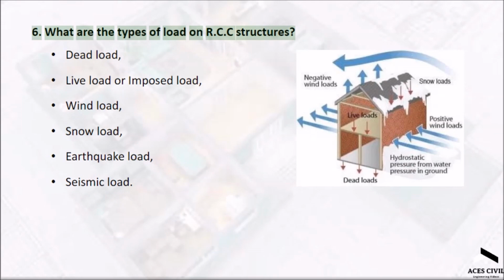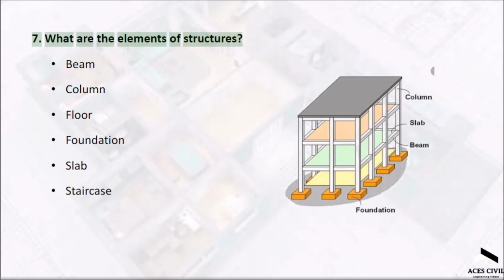6. What are the types of load on R.C. structures? Dead load, live load or imposed load, wind load, snow load, earthquake load, seismic load. 7. What are the elements of structures? Beam, column, floor, foundation, slab, staircase.